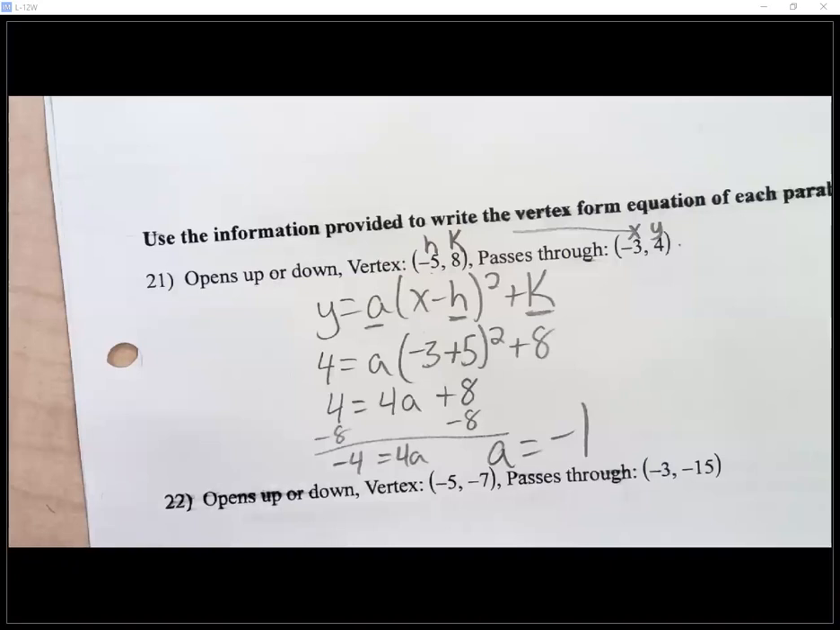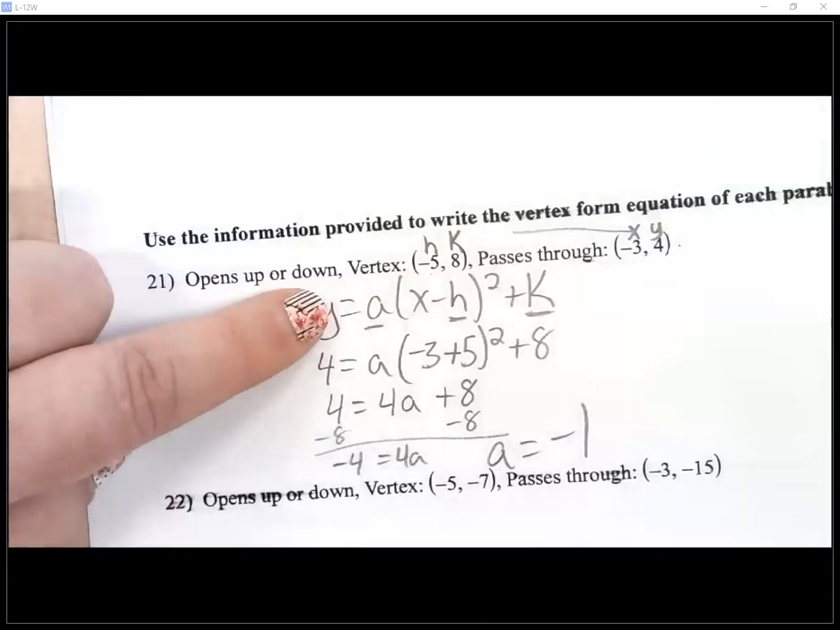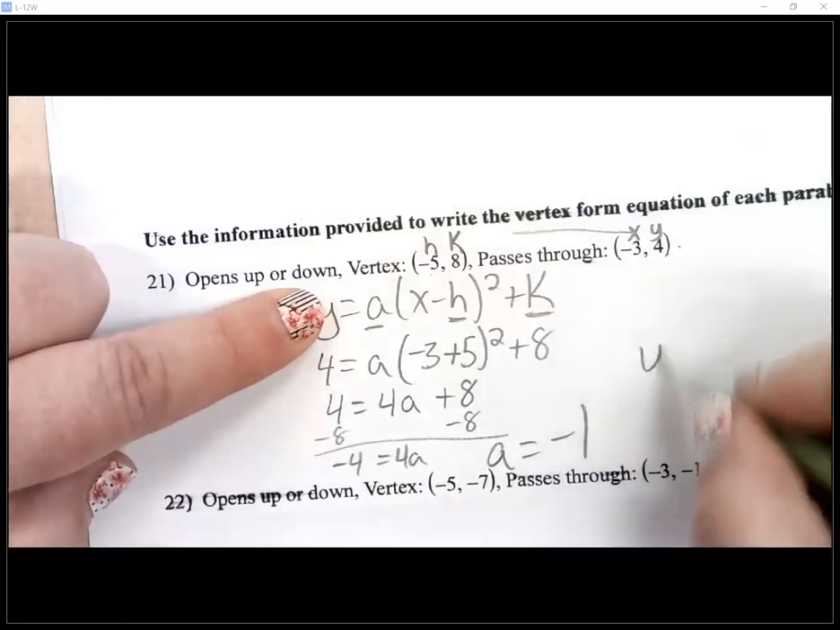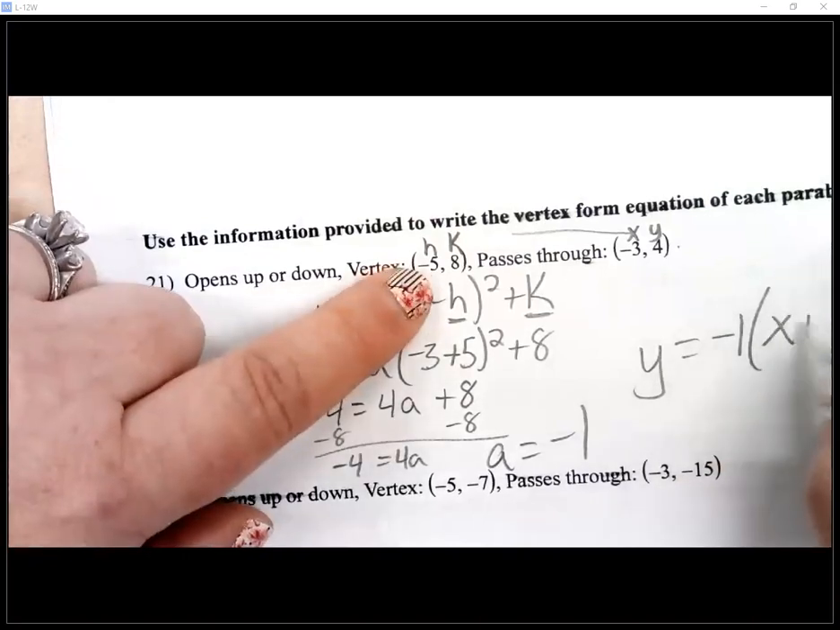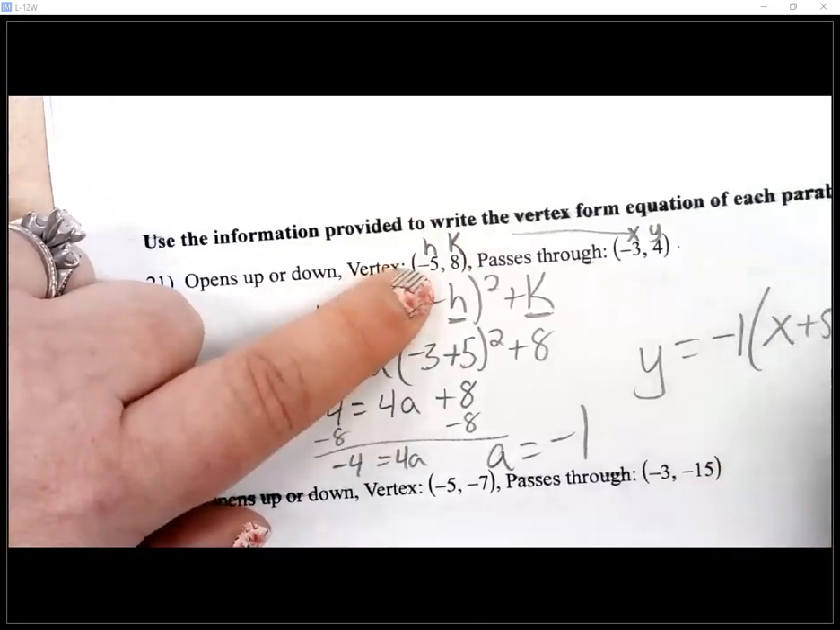And now all I have to do to get my answer is literally just go back here and plug in a, h, and k. And I'm done. y equals, now I know a is -1, (x minus -5) is a plus, square it, and then +8.